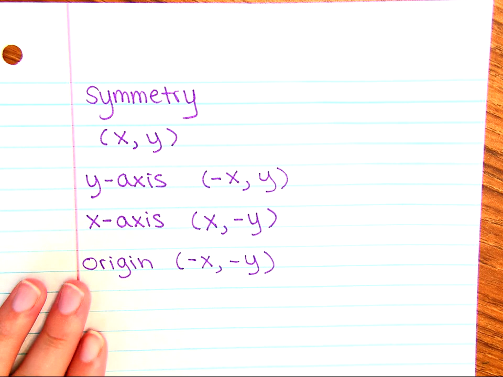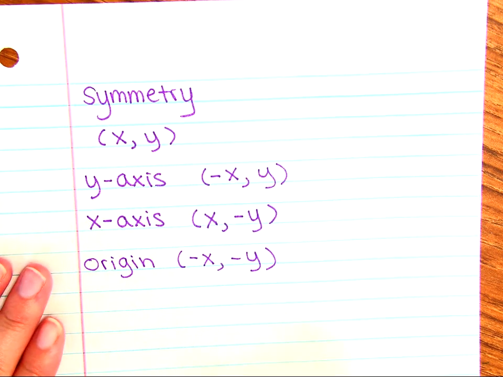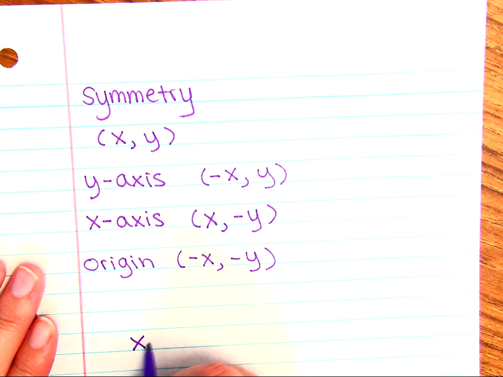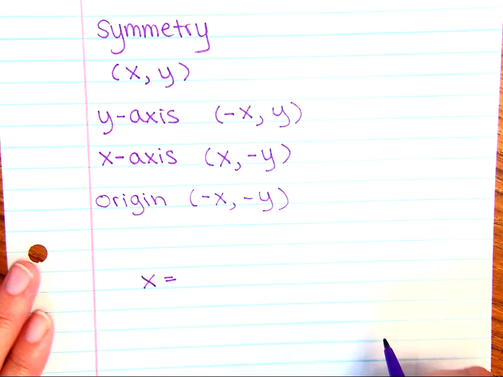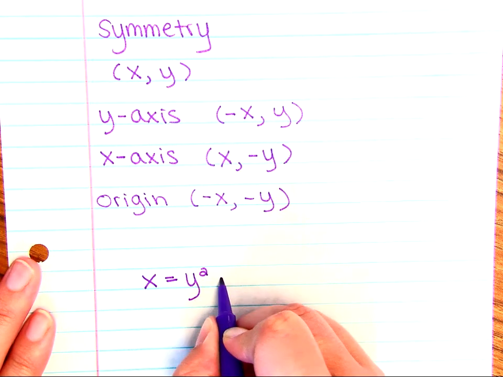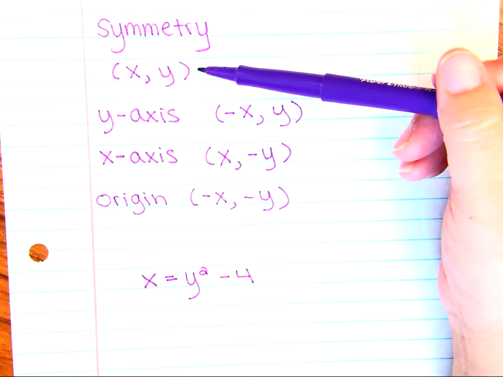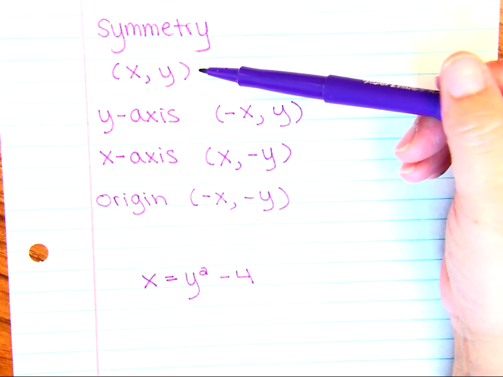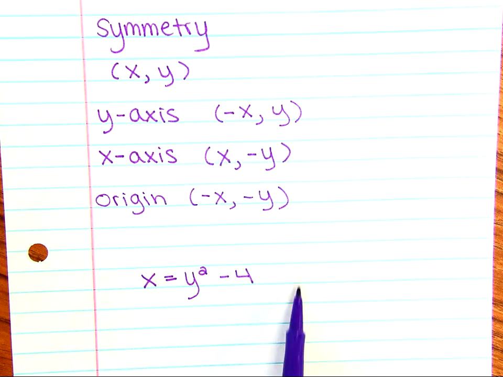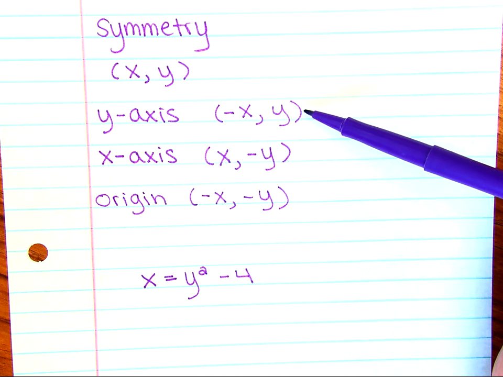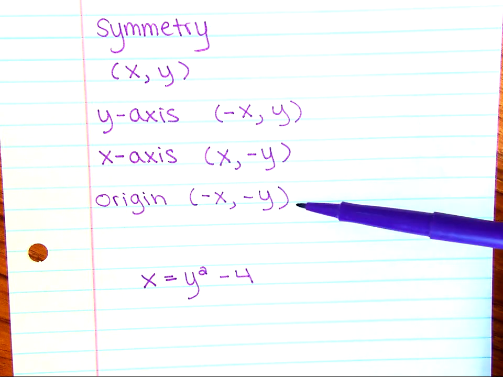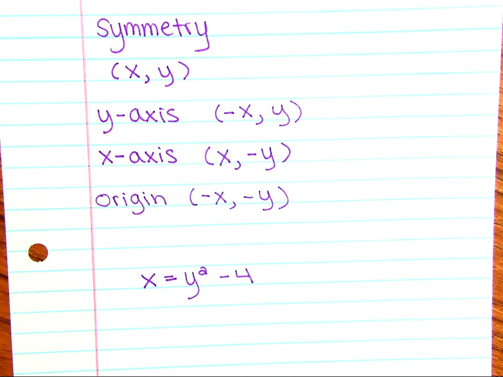So our example is going to be x is equal to y squared minus 4. So I want you to test for the symmetry. So remember, you have to know a point on your graph for sure. So the first thing you have to do is find a point that's on this graph. Next thing, test if it's symmetrical with the y-axis, x-axis, or the origin. And I want you to try that on your own tonight. Come to class tomorrow with your answer.